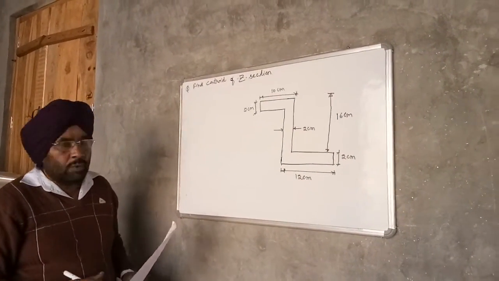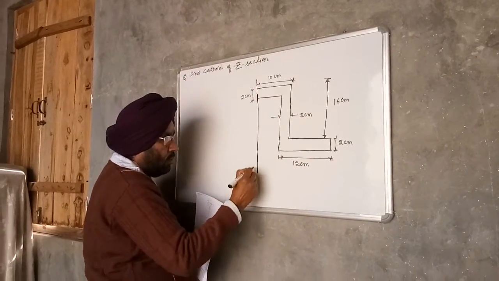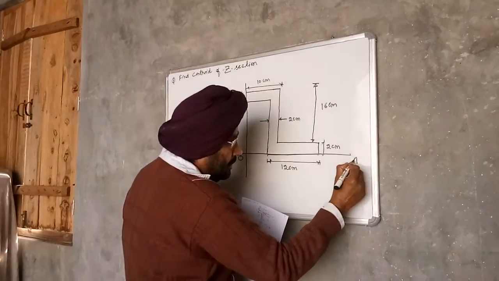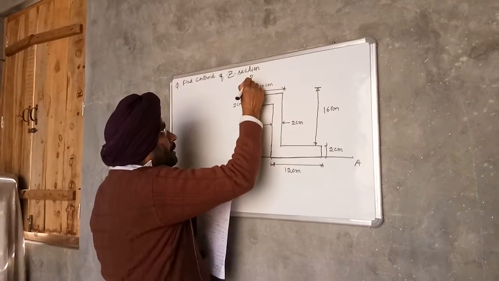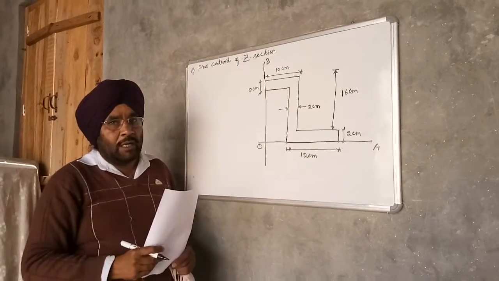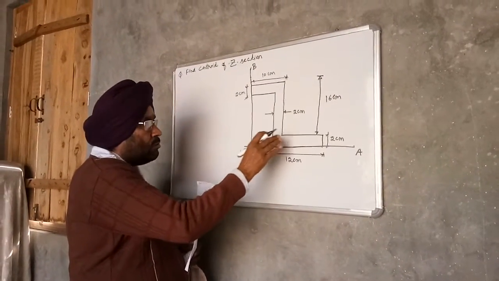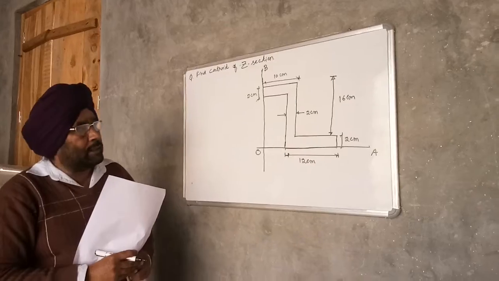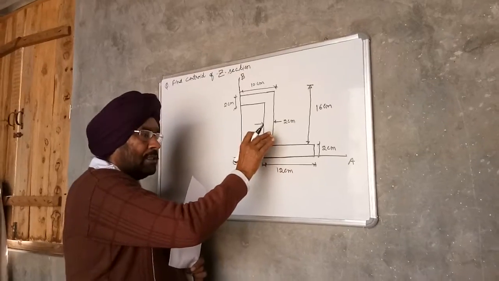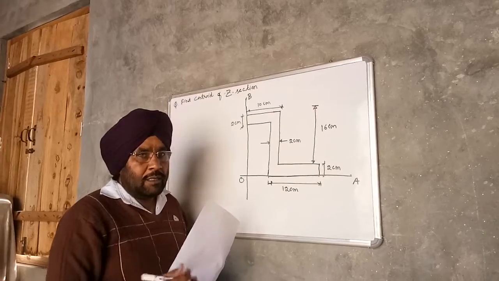First of all, we will draw the reference axes. OA and AB are the reference axes with respect to which we will determine the coordinates of the CG of the section. So it means the whole figure lies in the first quadrant. Next we will see whether the section is symmetrical about any axis. As shown in this figure, the section is not symmetrical about any axis. So it means we have to find x bar and y bar separately.